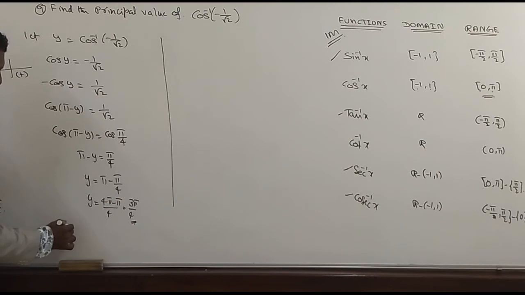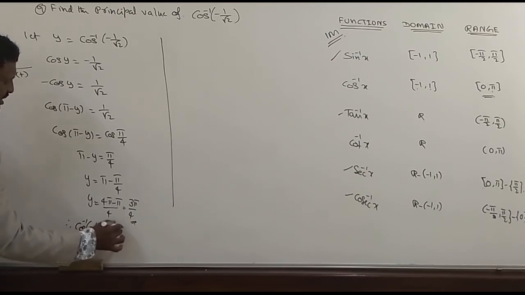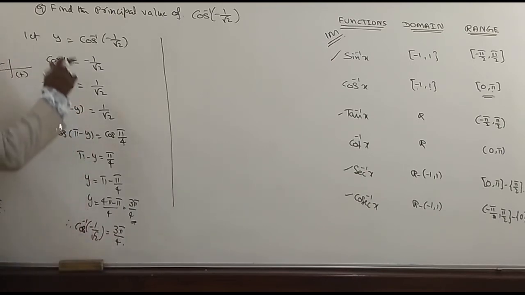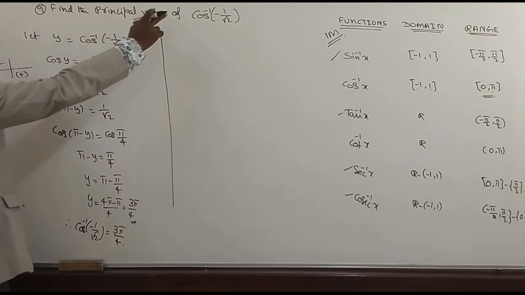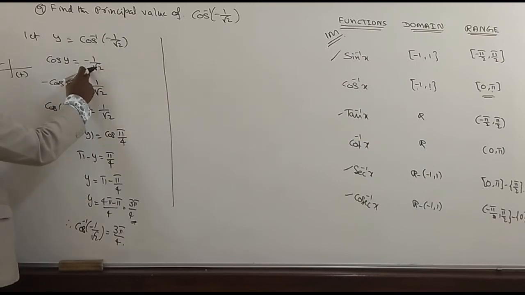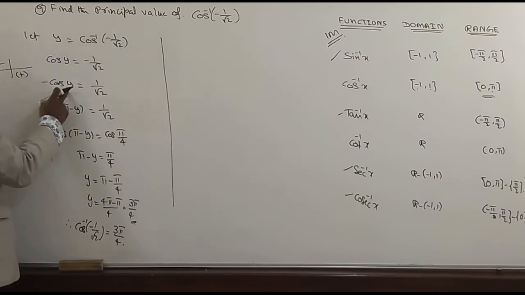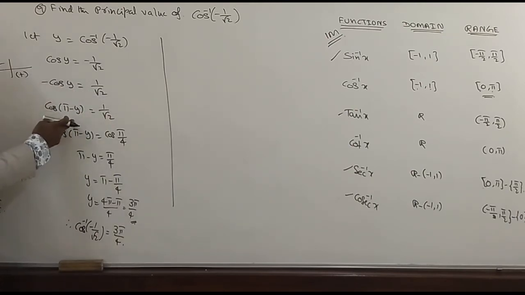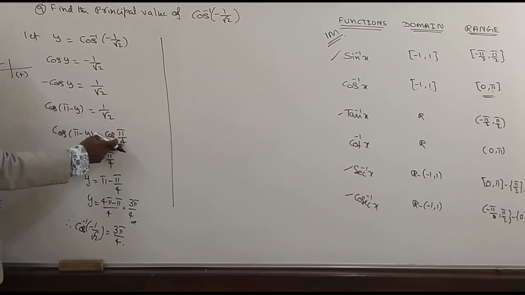Now therefore we can write it as cos inverse of minus 1 by root 2 is equal to 3 pi by 4. Now listen once again, y is equal to cos inverse of minus 1 by root 2, cos y is equal to minus 1 by root 2, multiply by minus sign, minus cos y is equal to 1 by root 2, minus cos y we can write cos of pi minus y, that is equal to 1 by root 2, cos of pi minus y 1 by root 2 we can write using the trigonometric table cos pi by 4. Now pi minus y is equal to pi by 4.